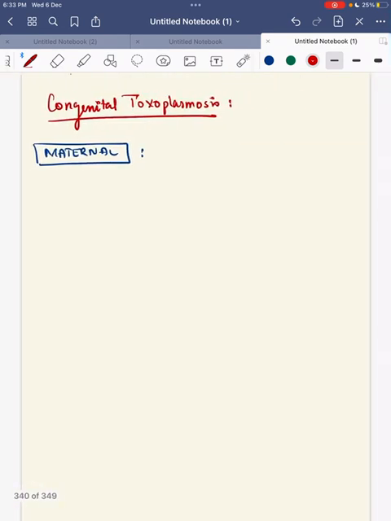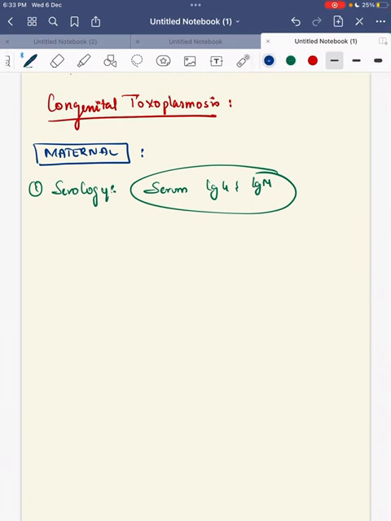So starting off with congenital toxoplasmosis, first is maternal investigation. We have to screen the mother, whether she has acquired the infection during the current pregnancy or in the past. For that, the first investigation is serological investigation, that is serum IgG and IgM. If this investigation is performed in an earlier part of the pregnancy, that is during the first trimester, it is more helpful in determining the infection.